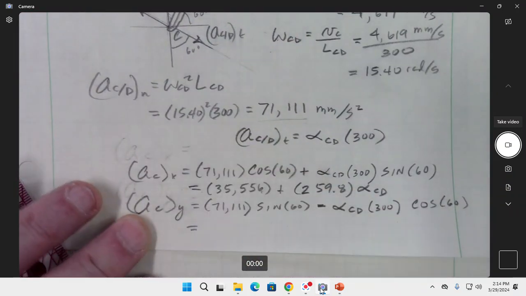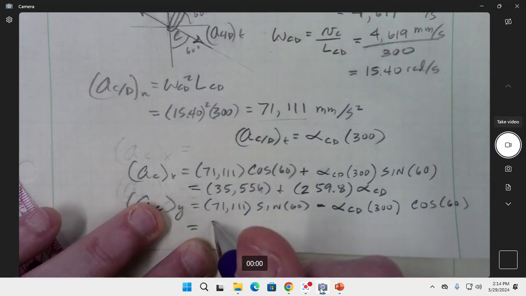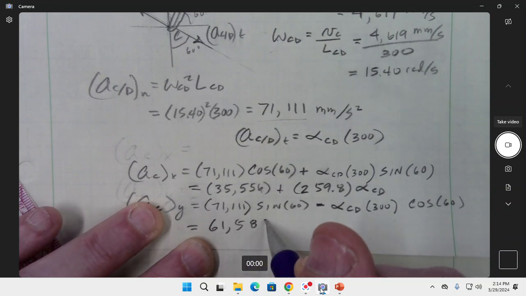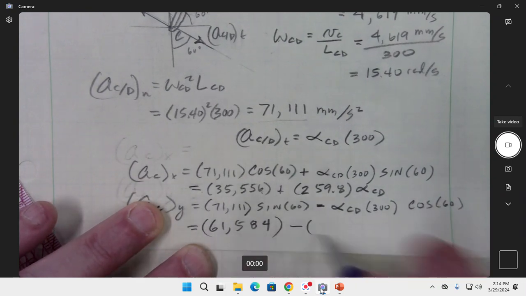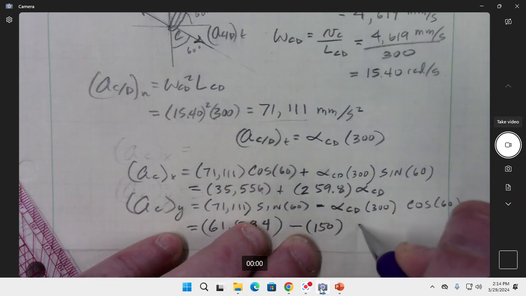Problems that have this kind of feature are not impossible. They just require a little bit of diligence. And so that's going to be 61,584, and then minus, this would probably be 150 alpha CD. I'm still doing it anyway because I don't trust myself.